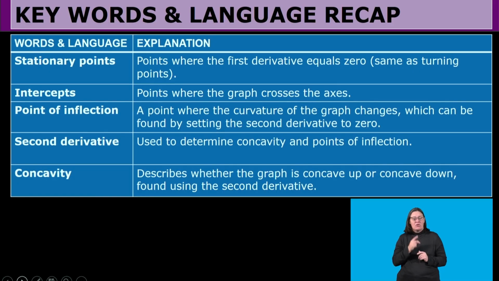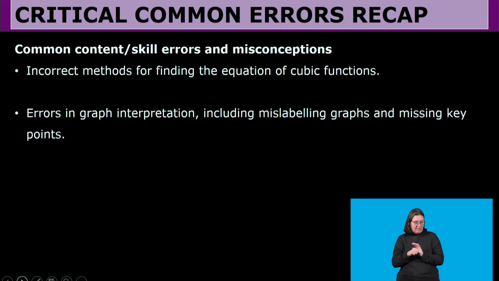When we look at finding the equations, we looked at the fact that stationary points mean the same as turning points. And we did discuss quite a bit about points of inflection, second derivatives, and concavity, and how the concavity changes, and how we can use the sign of the second derivative to help us work out the concavity. We discussed some of the incorrect methods for finding the equation. We used the correct methods, remembering that there's not one method that you can use all the time to find the equation of a cubic function.